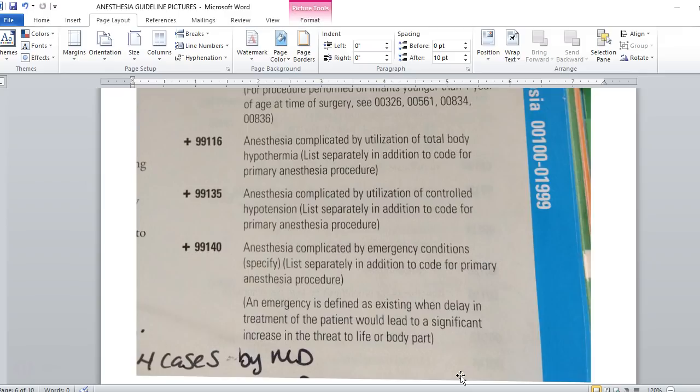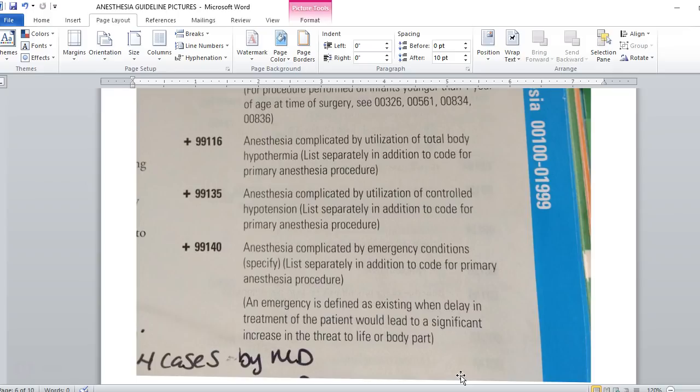As they tell us, an emergency is defined as existing when a delay in treatment of the patient would lead to a significant increase in threat to life or body part. Think accidents, injuries, crush injuries, things like that, where you have to get them into surgery right now.